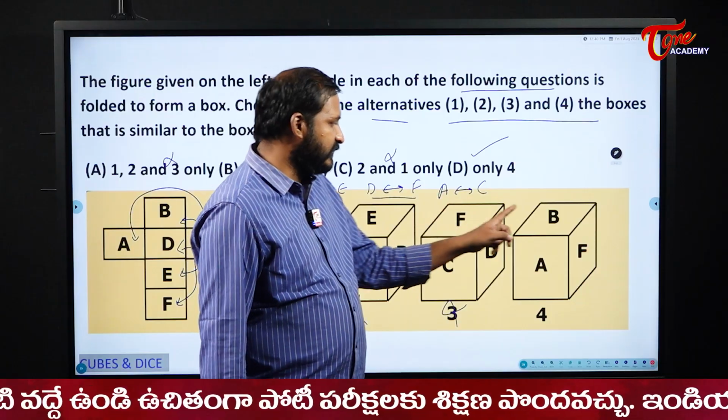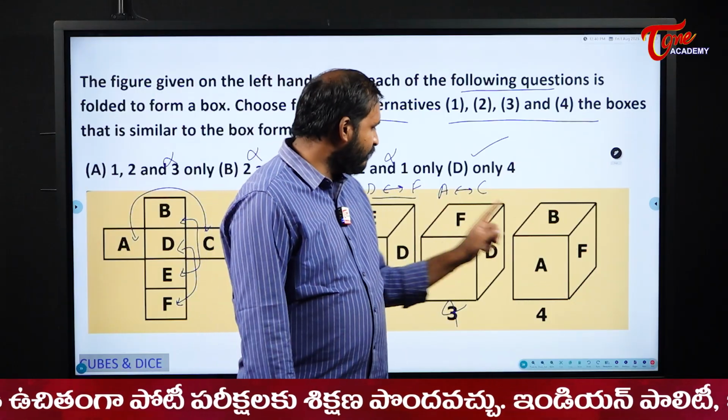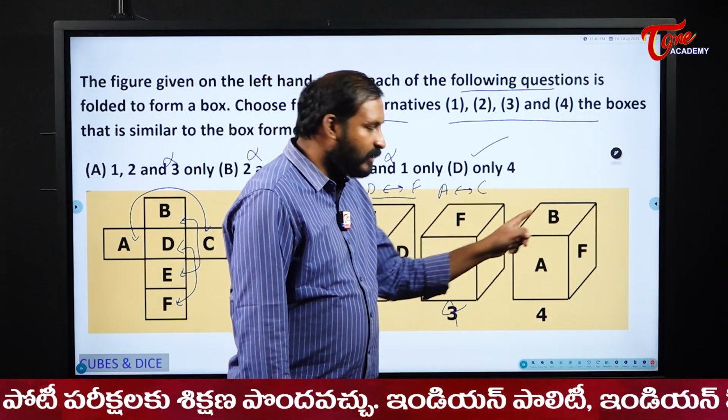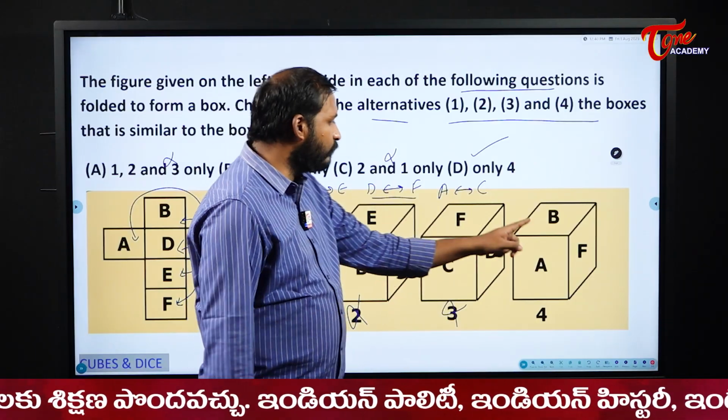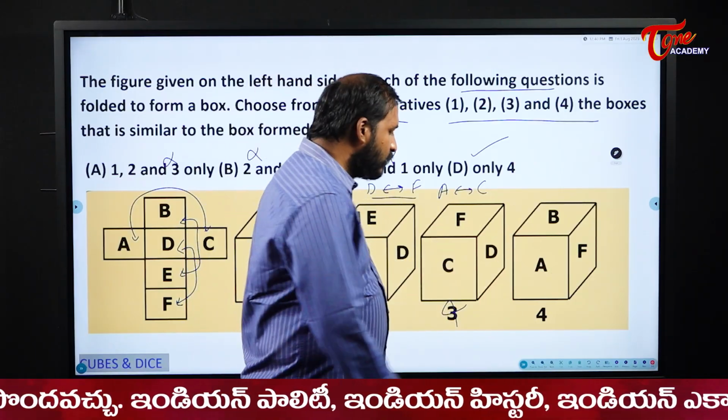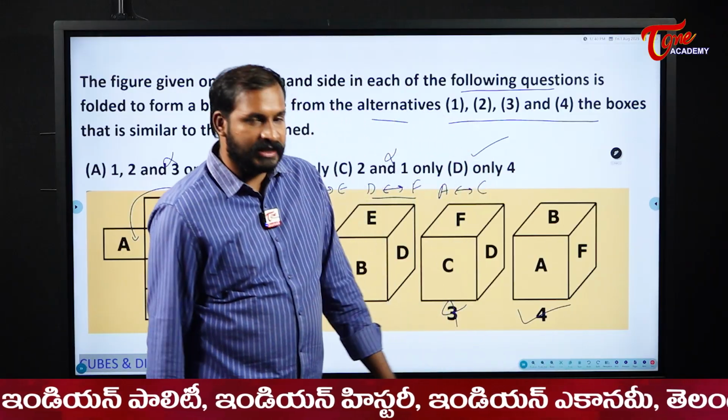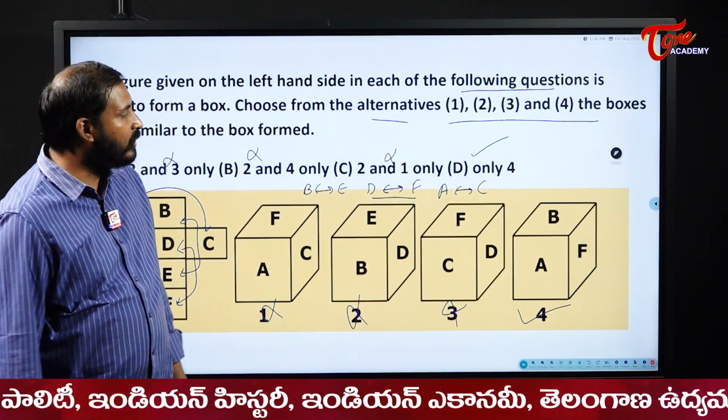A. What is opposite to A? C. Do you have C here? No. Next, F. What is opposite to F? D. Do you have D here? No. What is opposite to B? E. Do you have E here? No. So it is satisfying all my given conditions. So my answer here becomes only 4.